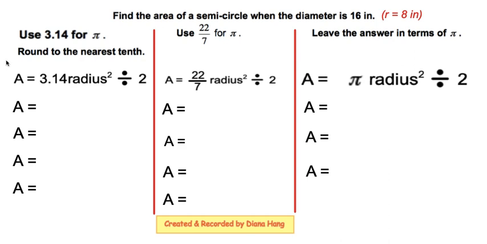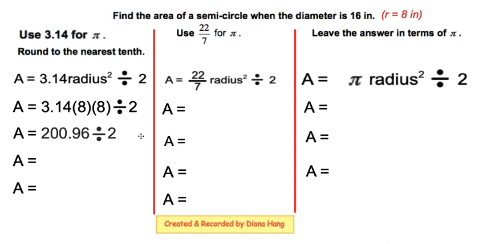So first, let's use 3.14 to replace for pi. So we're using the formula pi times radius squared divided by 2. Replace the value, grab your calculator, follow along with these values, and round to the nearest tenth, 100.5 inches squared.